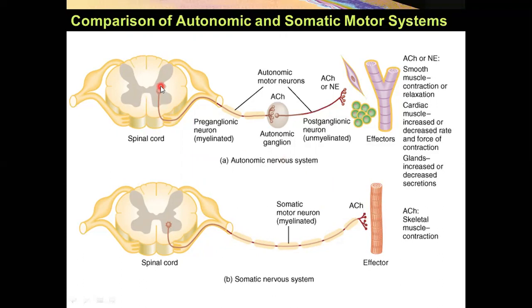By contrast, the autonomic motor neuron, which is also known as the visceral motor neuron, has its cell bodies residing in the lateral horn of the spinal cord and in the parasympathetic nuclei of the brain stem. Their axons synapse in a ganglion, and then the post-ganglionic neuron stimulates its effector.